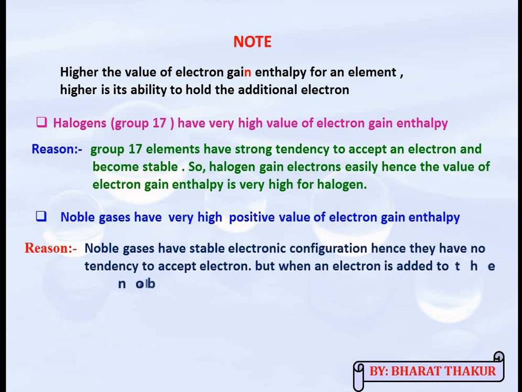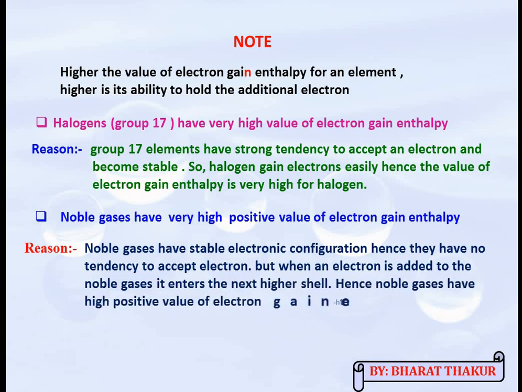But if we want to add an electron, that electron will move to the next higher level, that is, a new shell is created. So energy is gained instead of lost. So that's why we can say the noble gases have a high positive value of electron gain enthalpy. Here the positive sign means that they will gain energy instead of losing energy.